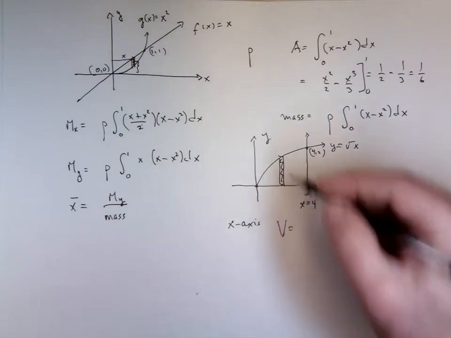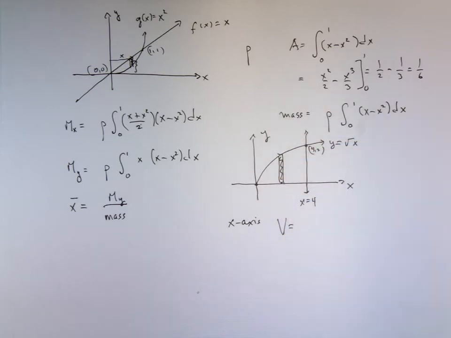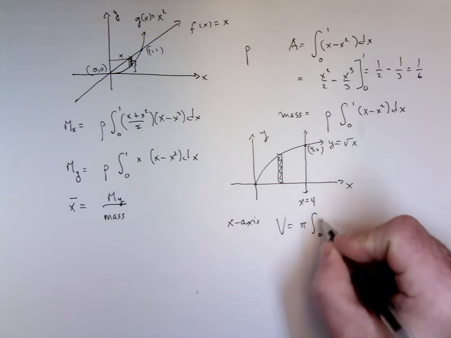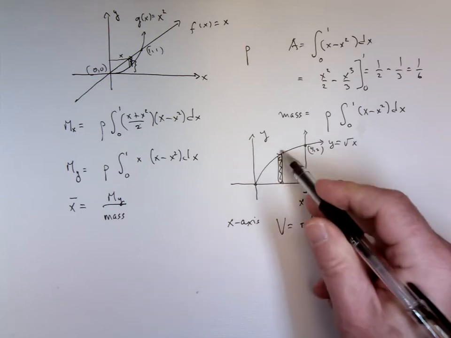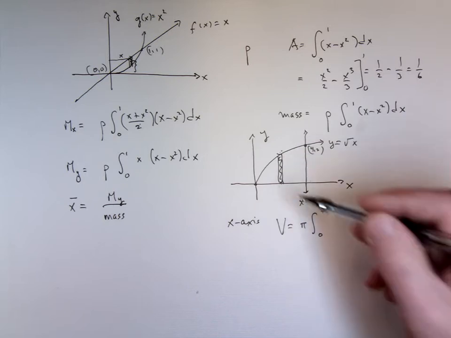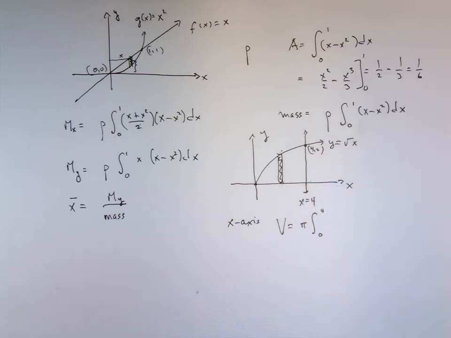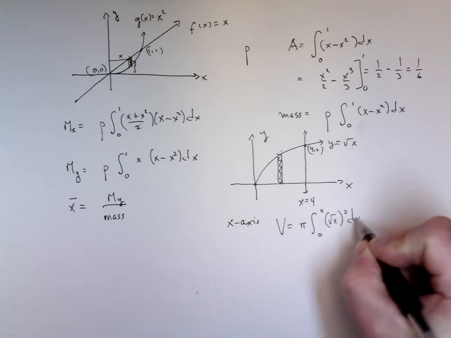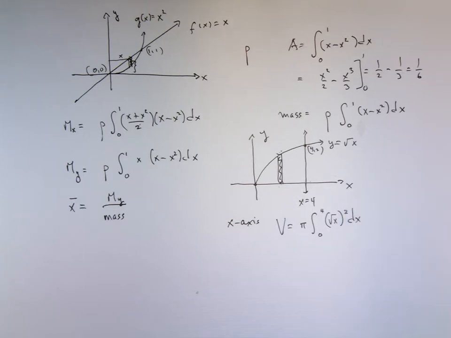X-axis. So the volume, as this gets whipped around the x-axis, will generate a disk. It's going to have pi. X's are going to go from 0 to 4. R squared. Now, this is going to be R as this gets whipped around. That's the radius of that disk. That R is the distance from the x-axis. The distance from the x-axis is y. And y is the square root of x. So it's the square root of x squared. So you just got an x there. Okay, so that's what A is. Okay, so A would be the answer there.